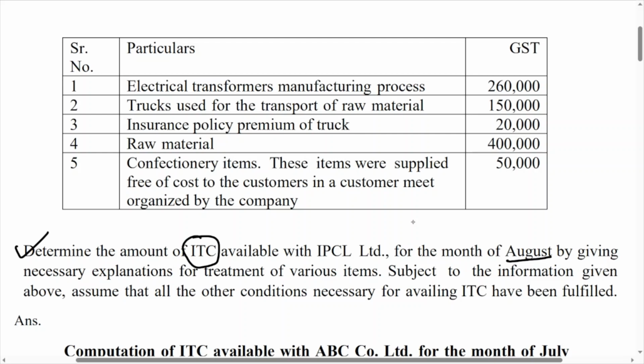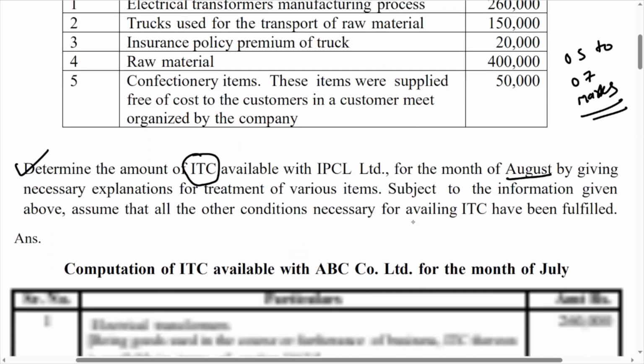This can be asked for 5 to 7 marks in the exam, and you have to write down whether ITC is available or ITC is blocked, along with the reason. If you don't write the reason, then you will not get full marks. So you have to keep that in mind while you are doing the calculations.